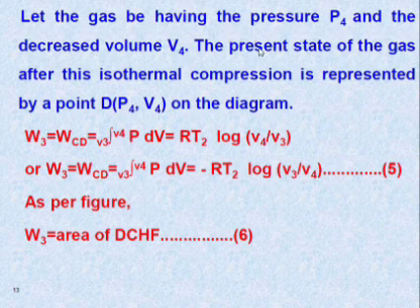Let the gas have pressure P4 and the decreased volume V4, then the present state of the gas after this isothermal compression is represented by a point D, P4 V4 on the diagram. Then it can be represented as W3 equal to integral V3 to V4 PdV, that is equal to RT2 log V4 by V3. As per the figure, W3 can be represented by area of DCHF.